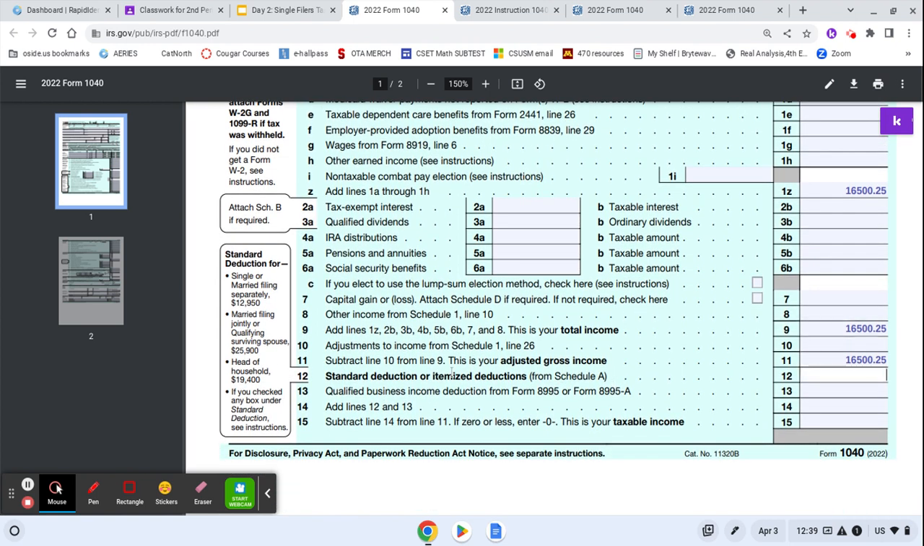Then line 12, if you look left, there's a bubble that flows out of the 12, and it's telling us that for a single person, the standard deduction is $12,950. I go ahead and put $12,950.